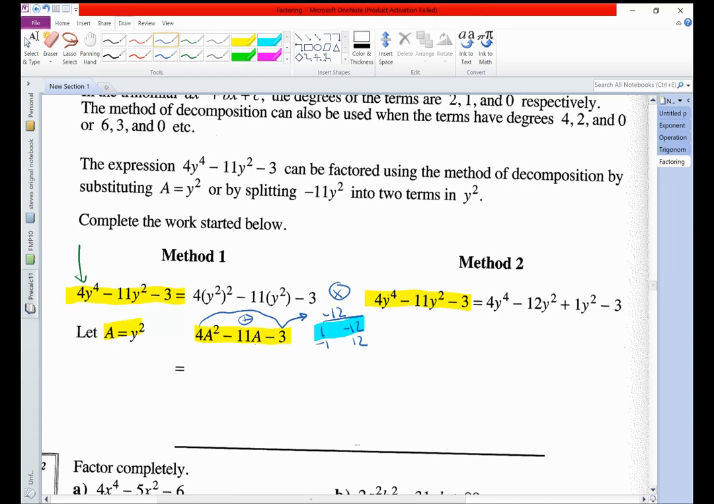So what you can do is split this -11a. So we have 4a squared. Now we're going to split that -11a into -12a plus a, or 1a minus 3. And then we are going to do our grouping. So we're going to group the first two and the last two and pull out a common factor from each of them.